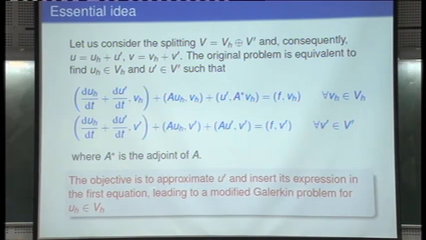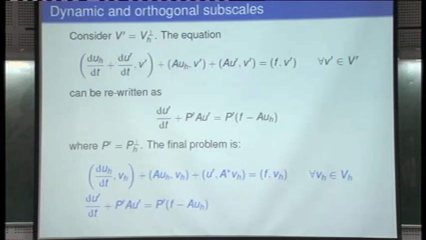Which is the objective? The objective is to approximate U prime, because this is a difficult equation. We want to approximate U prime and insert the expression for U prime in the first equation, leading to a modified Galerkin problem. I have explained this idea several times. This is the idea of the variational multiscale method. So what do we do? First point, we consider the space of subscales. We use subscales that are dynamic and orthogonal to the finite element space. This is our proposal.